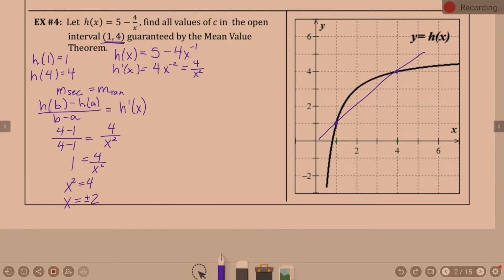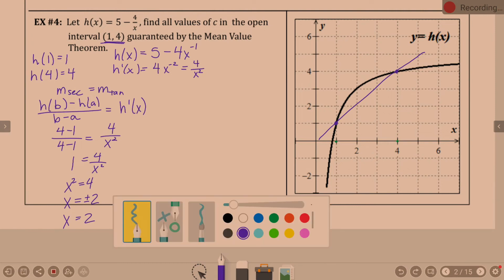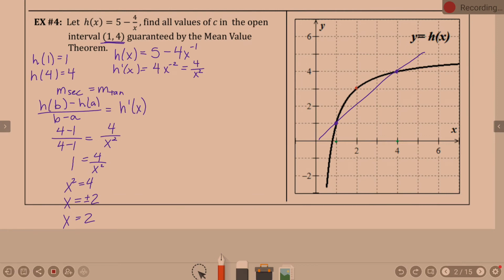Were you guessing or something? Now, what do we really need to note here, though? What's the only value that matters? Positive 2, because we're on the interval 1 to 4, aren't we? So really x equals 2 is what matters. Does that seem right? If I draw a tangent line there, is that going to be parallel?